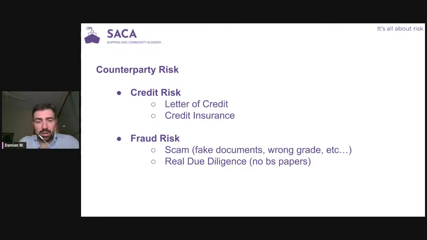And obviously, do a real due diligence. No BS paper, it means no bullshit paper. When you do your due diligence on your counterparty, don't rely on papers. Go physically and check what people are saying about this counterparty in the market, because this is how you do real due diligence. Because papers, everyone can fake them.